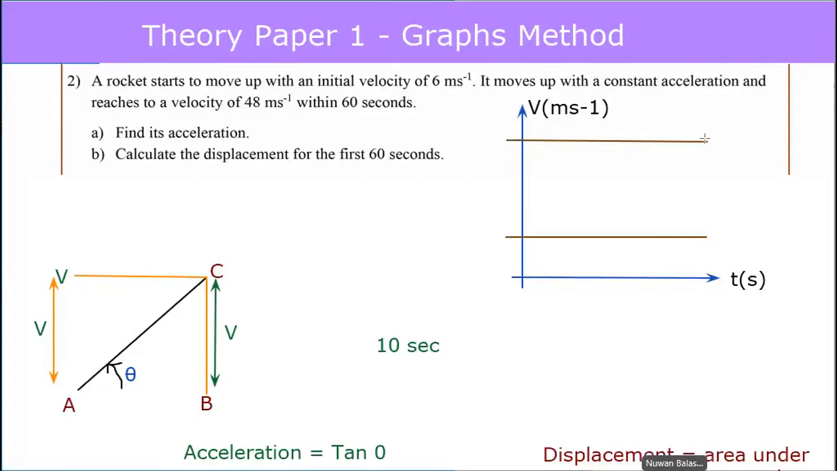So velocity increases from, it's better if you use dotted lines, right? Instead of these brown color horizontal lines, the best thing is using dotted lines. But please wait until I draw the graph. Do not draw it, please wait. So initial velocity is 6. Final velocity is 48. So velocity increases from 6 to 48.